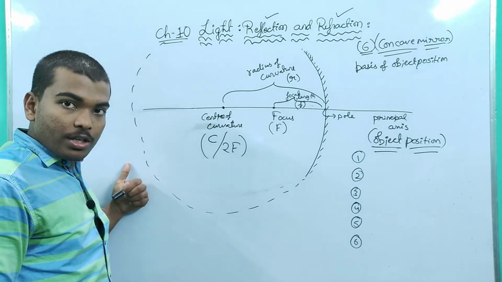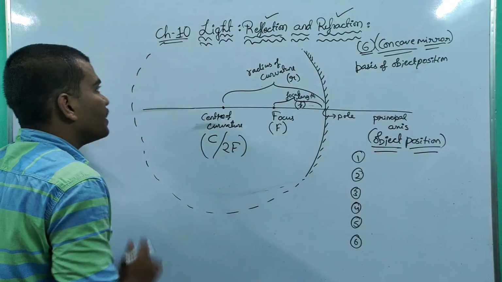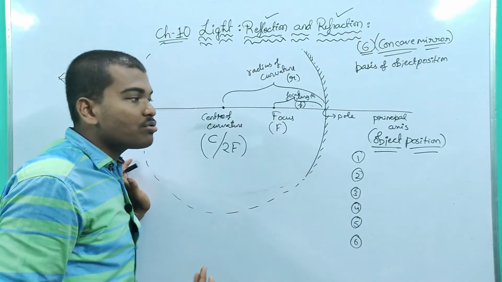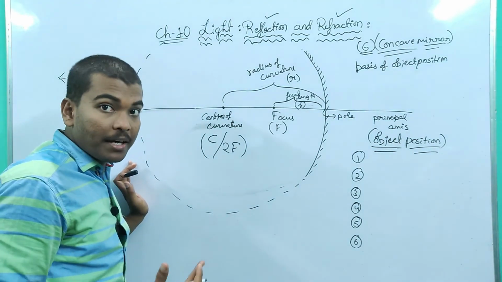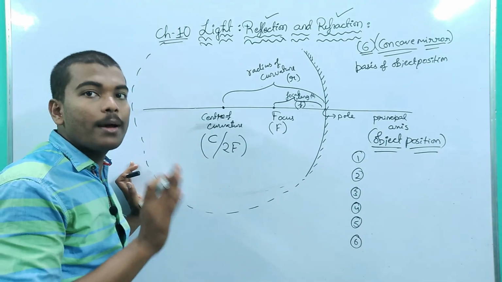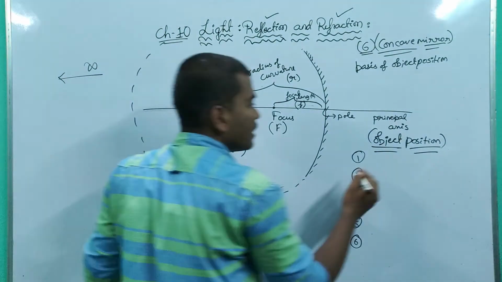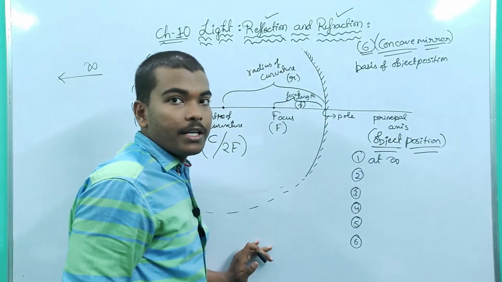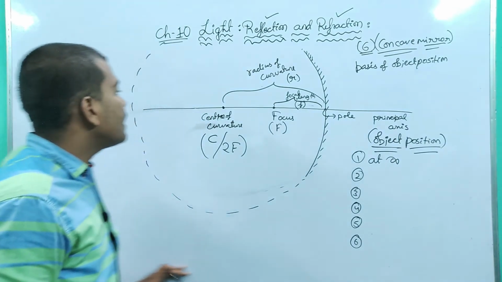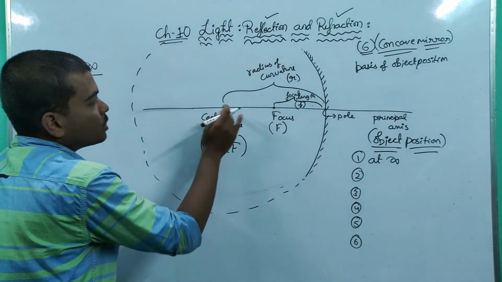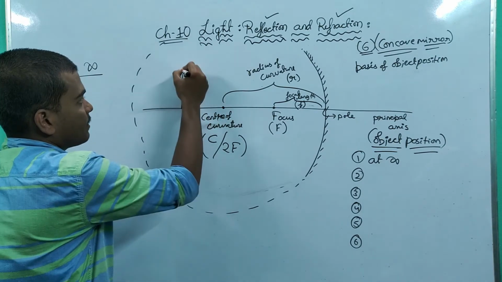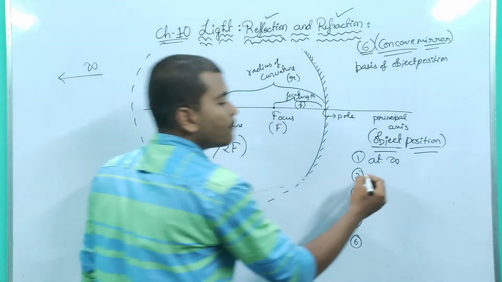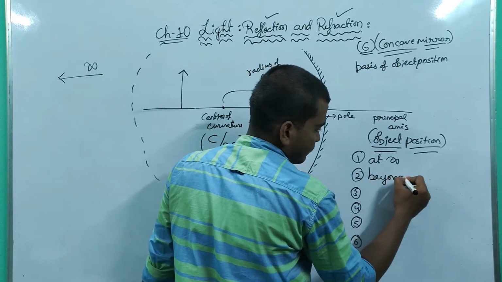The first object position I am going to take at infinity. Infinity means there is no distance, it cannot be seen. So naturally there is no object present, but there are rays present which come nearly parallel. The first position we are going to deal with is the object at infinity. Then when the object is present behind the center of curvature, we are going to call it object beyond C.